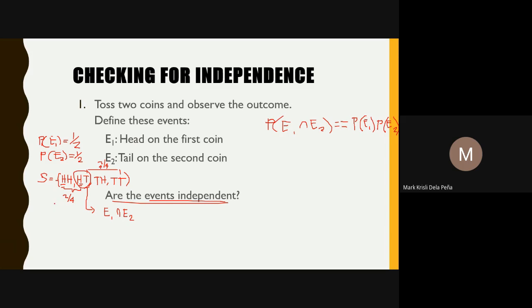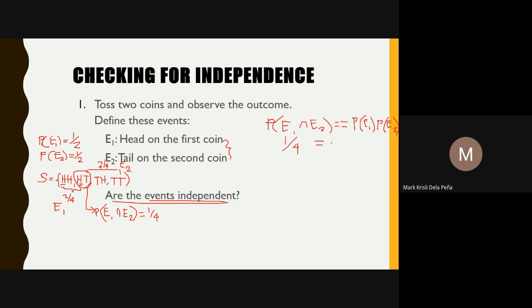So if this is our event 1, and this is our event 2, then their intersection is this one, which is asked in this problem. And what's the probability of the intersection? Since there is only one common outcome among the outcomes in the sample space, that's 1 out of 4 outcomes. So we should have here 1 over 4.